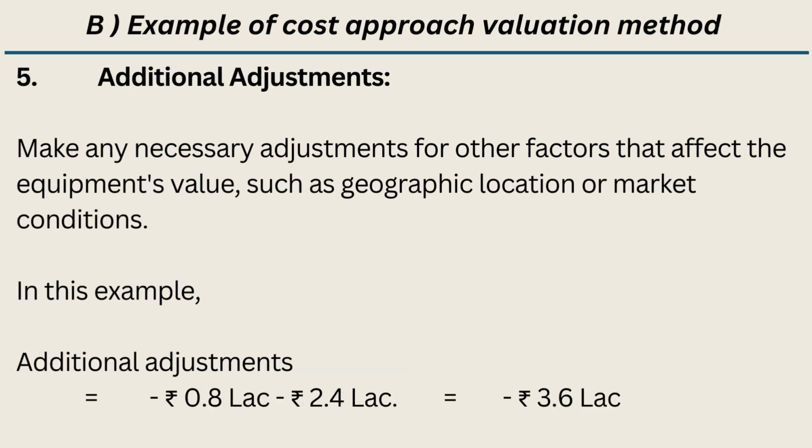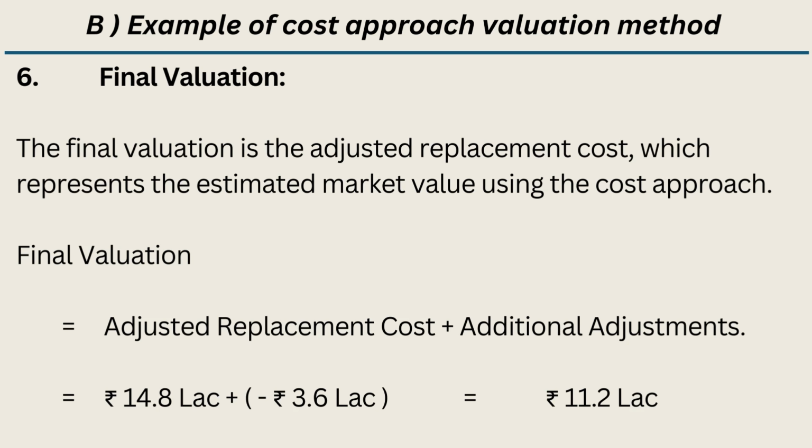5. Additional adjustments. Make any necessary adjustments for other factors that affect the equipment's value, such as geographic location or market conditions. In this example, additional adjustments equals minus 0.8 Indian rupees lakh minus 2.4 Indian rupees lakh equals minus 3.6 Indian rupees lakh.